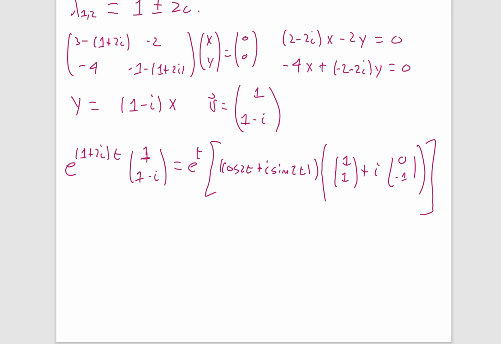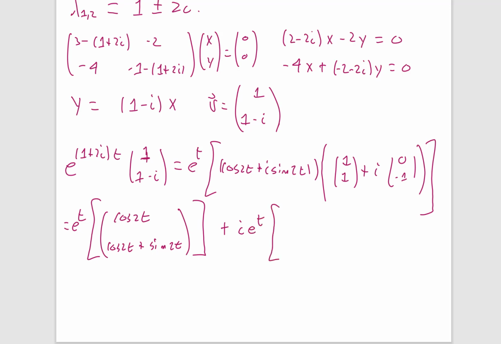Okay, so now this is e to the t. What's the real part going to be? How do we get a real part? Well, it's going to be cosine 2t times (1, 1), or i sine of 2t times the imaginary vector here. But notice what's going to happen: i times i is minus 1, and we're multiplying it by minus 1, so it's 1. So the real part of the vector is going to be cosine 2t and then cosine 2t plus sine 2t. And then the imaginary part of the vector is going to be plus i times e to the t.